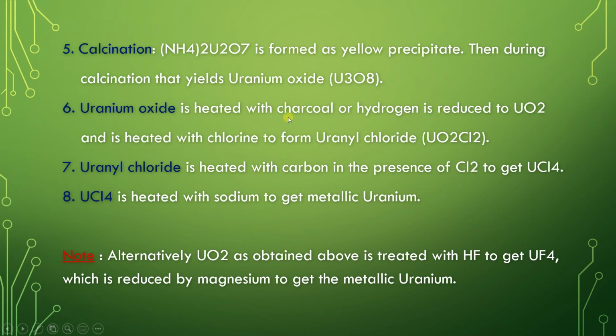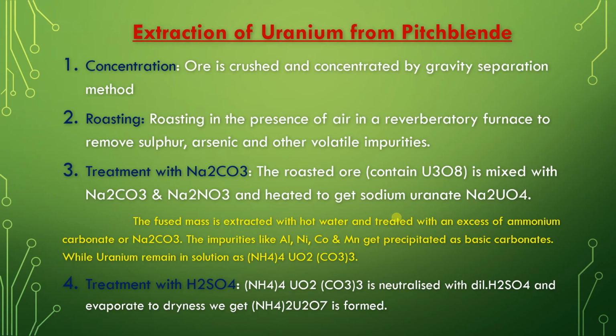Uranium oxide is heated with charcoal or hydrogen. It is reduced to uranium dioxide and then it is heated with chlorine to form uranyl chloride. This uranyl chloride is heated with carbon in the presence of chlorine to get uranium tetrachloride. Next, uranium tetrachloride is heated with sodium to get metallic uranium. So in this way, we get uranium from its important ore, that is pitchblende.